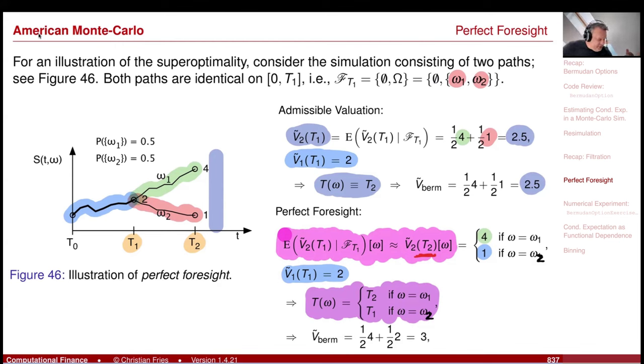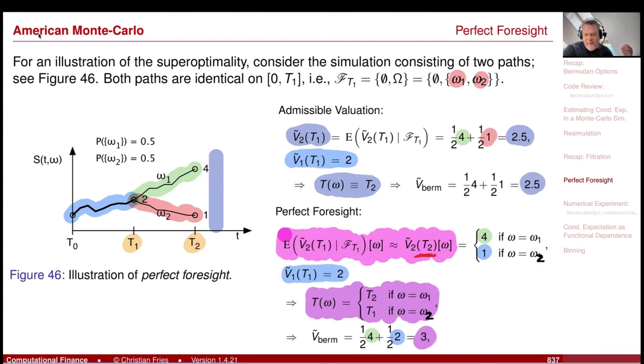So what does your Bermudan receive? The Bermudan receives the value of the underlying at the optimal exercise time. The optimal exercise time is now this one that was wrongfully calculated. So you will receive 4 on sample path omega 1 and 2 on sample path omega 2. So I will receive now 1/2 times 4 plus 1/2 times 2. So my Bermudan value is now 3.